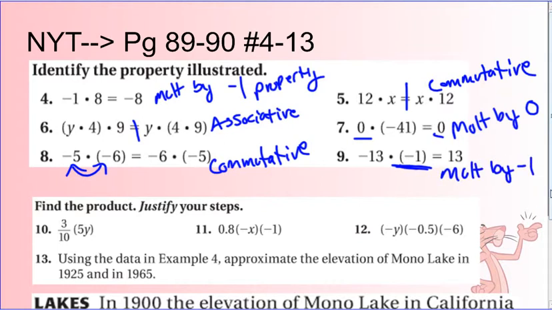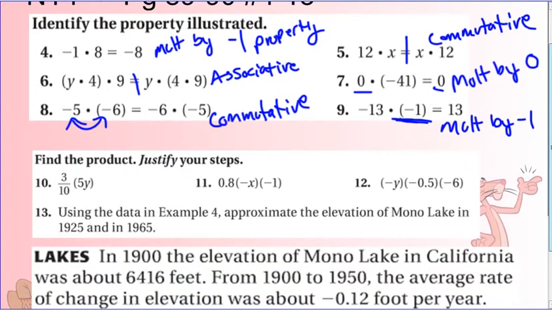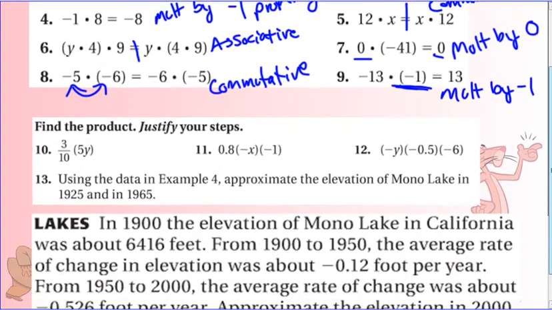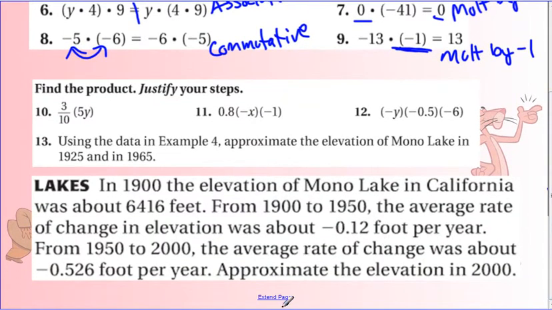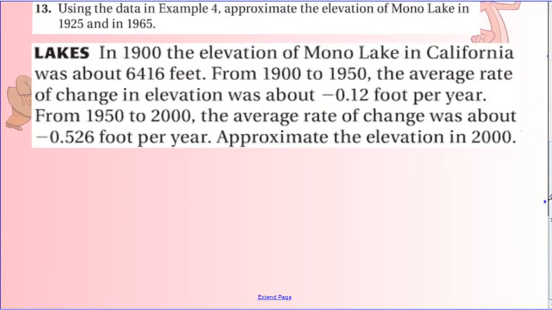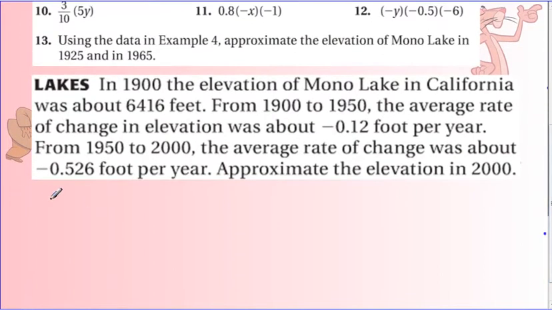So that's all that was there. Those first 6 were just identifying the properties. Numbers 10 through 12, we're going to involve a bit more space. So let me go like this. All right, 10. So we're taking 3/10 times 5y.